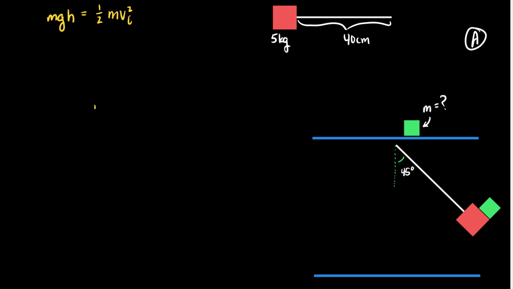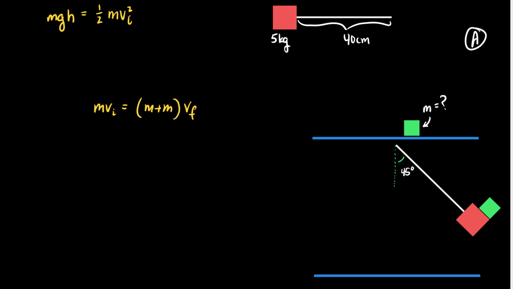So mv initial equals, after the collision, two boxes stick together. Their masses join up: M plus m, v final. I think the velocity is going to change. It's going to be slower. I am not surprised by that. I am prepared for that. Conservation of momentum question.